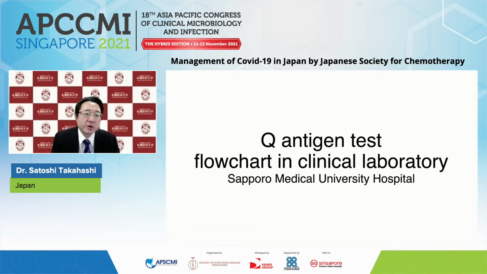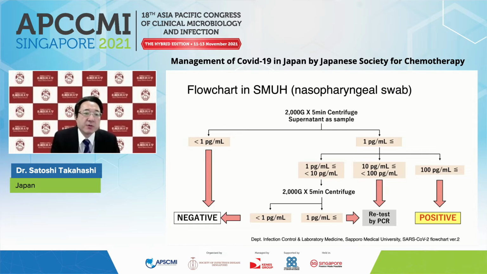So this is a flowchart in the clinical laboratory in our hospital. This is the pharyngeal swabs flowchart. It's a somewhat complex schema, but less than 1 picogram per ml means negative, and more than 100 picograms per ml is positive. But from 1 to 100, we can do recentrifugation, or we retest by PCR.